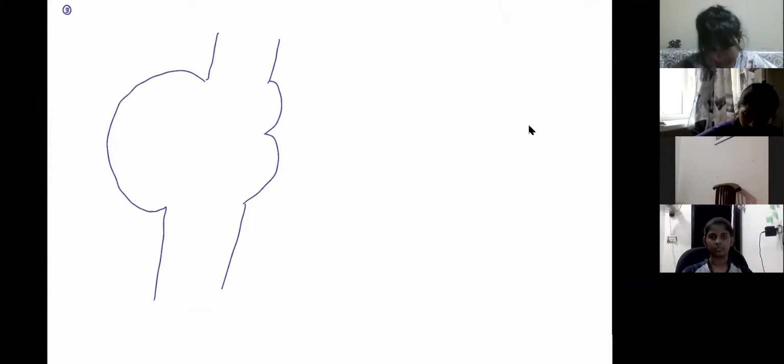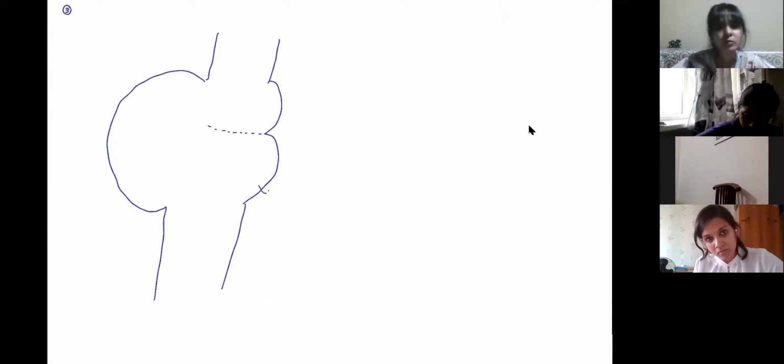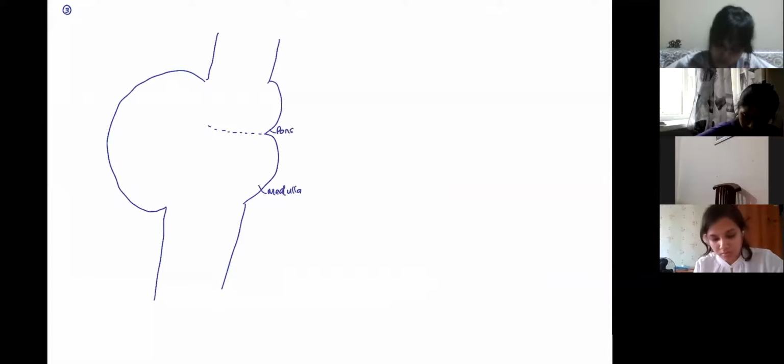This is our pons. This is the medulla. This is the pons. And here's the cerebellum.